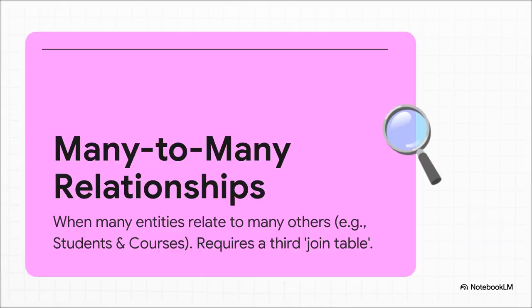The link is now complete, but what about when things get even messier? When many things can relate to many other things? The classic example is students and courses. A student can take many courses, and a course can have many students. For this, we use @ManyToMany. And Hibernate's solution is to create a third table right in the middle, a join table, whose only job is to store pairs of student IDs and course IDs, basically tracking every single connection.